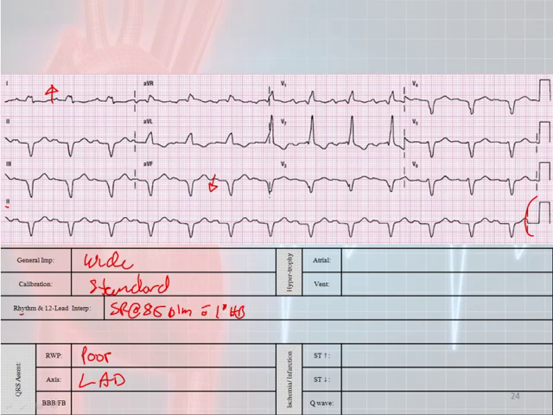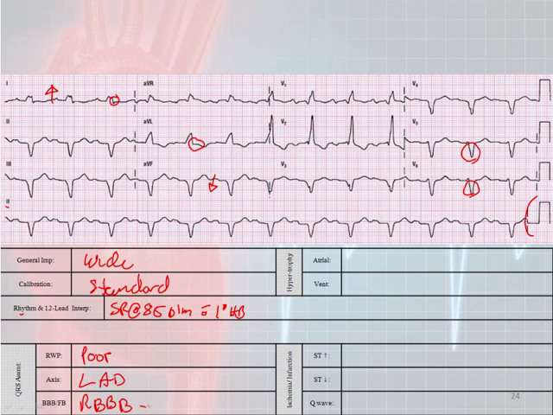In V2, it looks like we have the same thing. Now let's look at our lateral leads. Do we have a slurred out S wave? Well, we don't really have one there. Can't really say we have one there. But we definitely have a slurred out S wave here in V5 and V6. That is a huge slurred out S wave. So we're going to have a right bundle branch block.